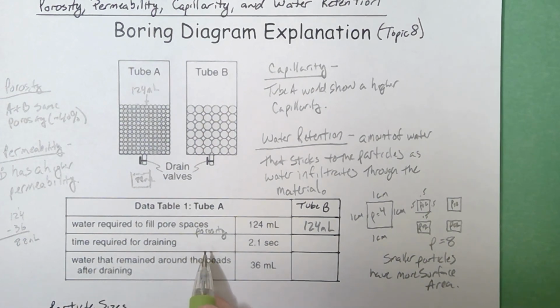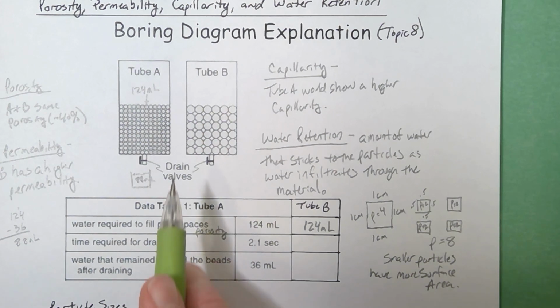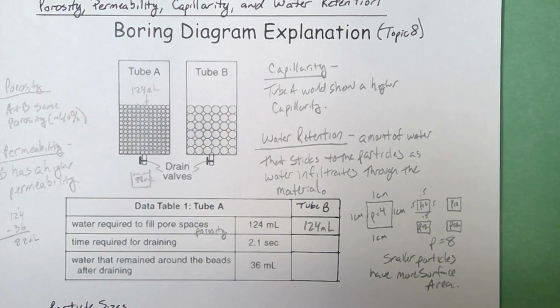The time required for draining isn't the permeability, but it depends on the permeability. As the permeability goes up, it drains faster, so the time should be reduced. The 2B is going to have a higher permeability, so the time would have to be less than 2.1. Maybe it would be something like 1.6 seconds.